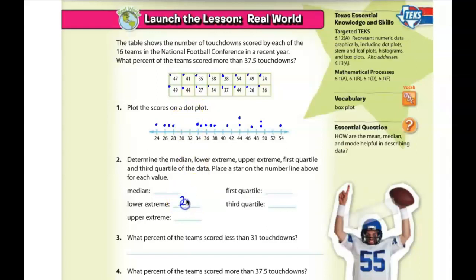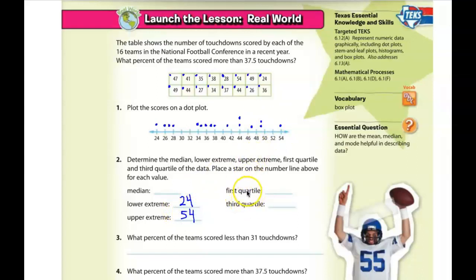All right, very good. If you said 24, you are correct, because if you look at the dot plot, 24 has the least value. Which number has the greatest value? What's the upper extreme? Go ahead and answer that for me, please. Very good. That answer is 54.